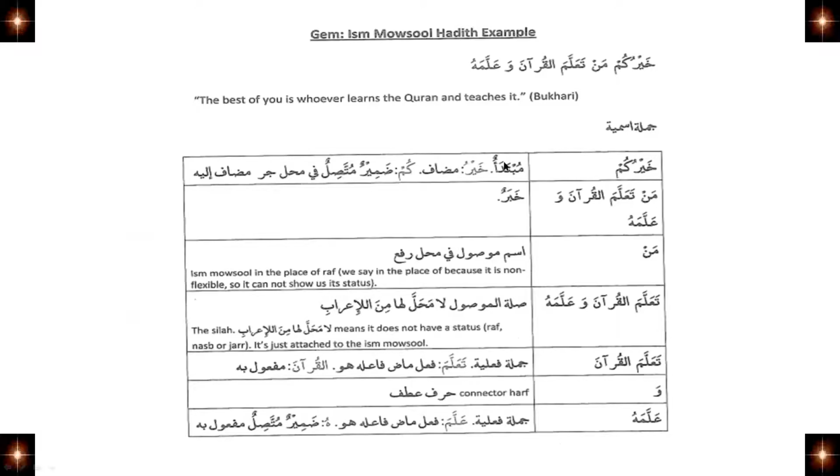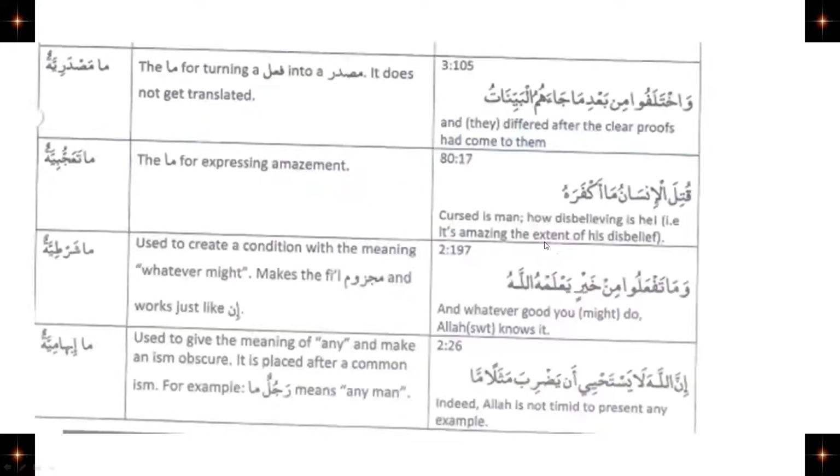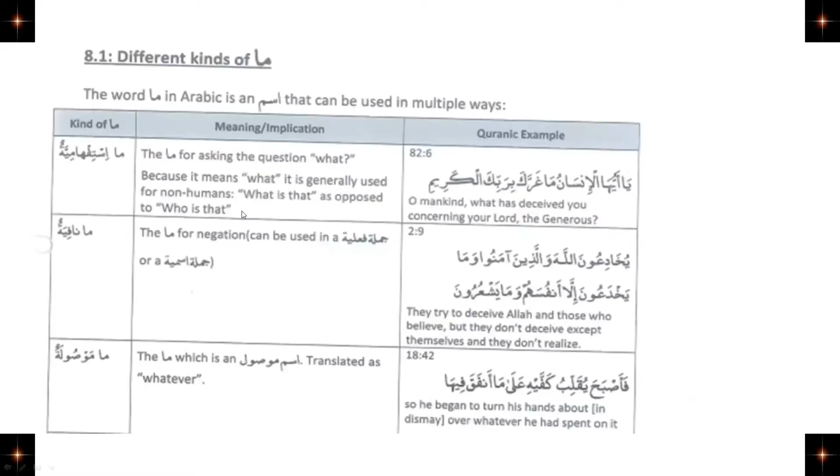And then these are some words regarding ism al-mawsul in a hadith, khairukum man. Okay, so this word man, I think we've treated these ones. Okay, this is just an example. Let me pass over this. Okay, and take the kinds of ma. It's a very interesting word, ma. There is ma istifhamiya, ma that is used for interrogation.